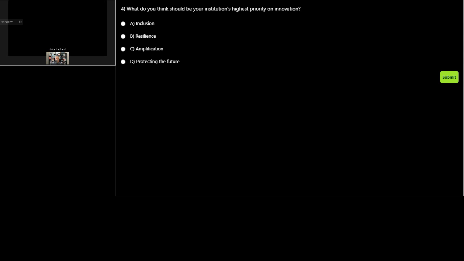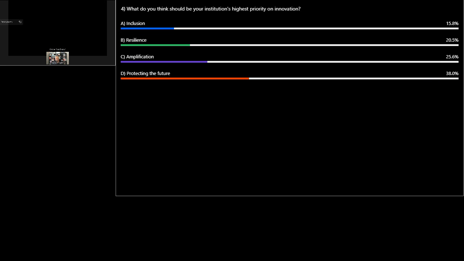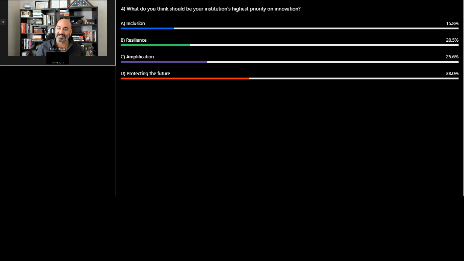All right, here are the results. Well, you have no idea how much that makes me happy to see protecting the future come out so strongly there. It's obviously the one I think is the big one. We spend so much of our time talking about the inclusion side and the resilience side that I worry that one gets lost. But I'm incredibly encouraged to hear almost 500 people vote that one the highest. That's fantastic.